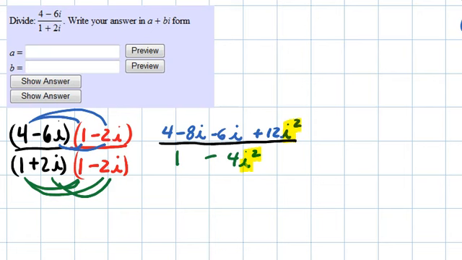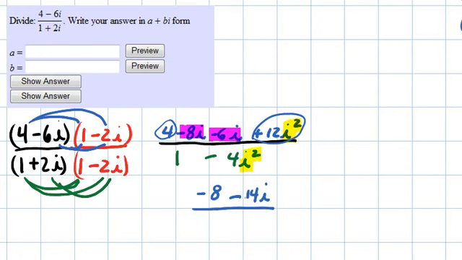Okay, so let's look at the numerator. We have a minus 8i and a minus 6i. Those are going to combine to give me minus 14i. And then the 4 and the plus 12i squared, because that i squared is -1, think of that plus 12 as really just a minus 12 because it's 12 times -1. So really an i squared just changes the sign of whatever's attached to it. So we really have 4 minus 12 is -8. Notice I put the real part first and then the imaginary part, minus 14i, second.